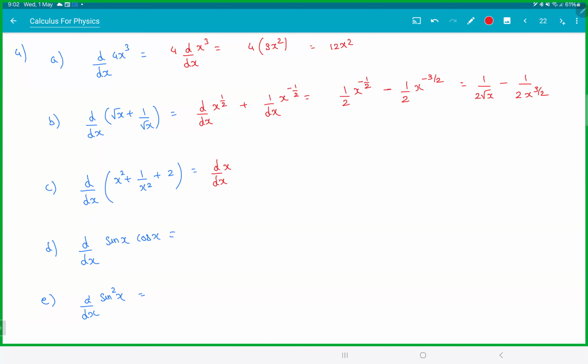This is dy dx of x square, dy dx of x power minus 2 plus dy dx of 2. X square is 2x. This is minus 2x power minus 3 plus 0. Constant's differential is 0, so minus 2 by x cube.